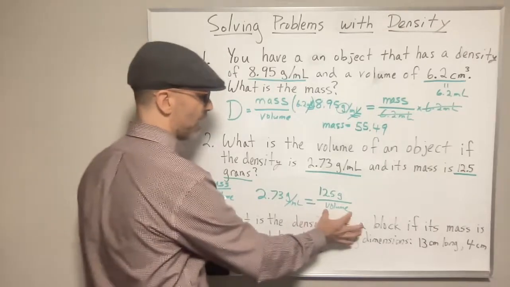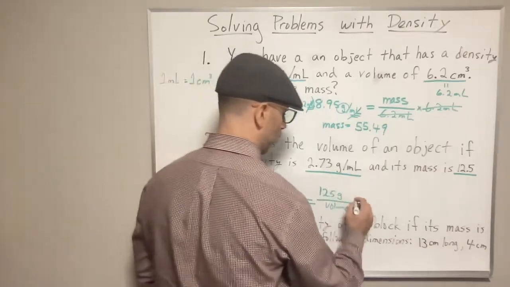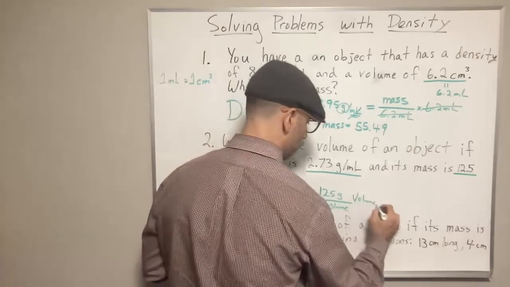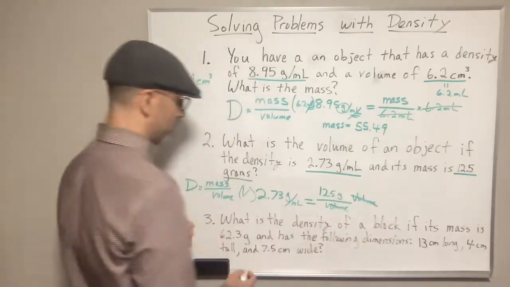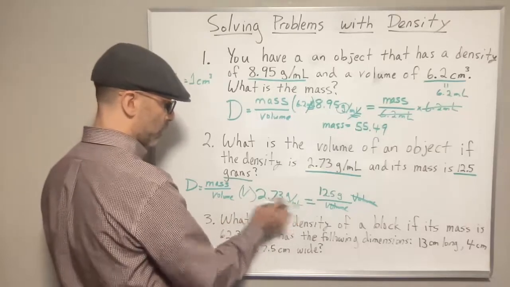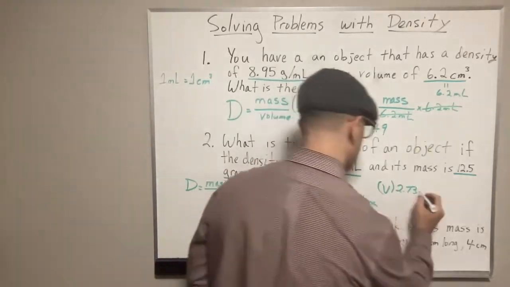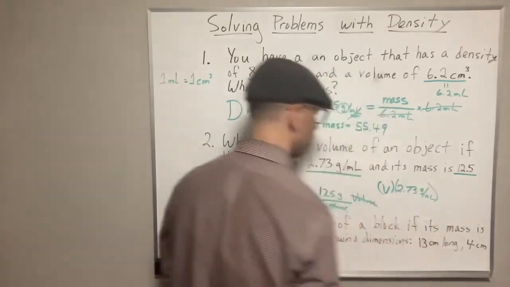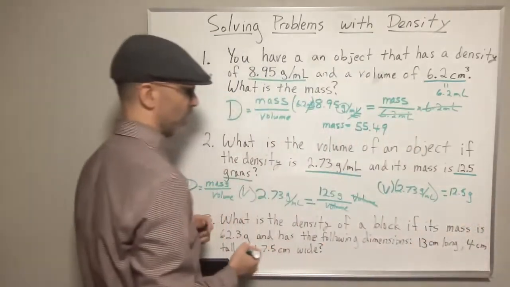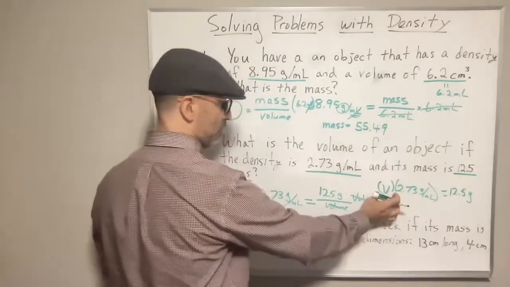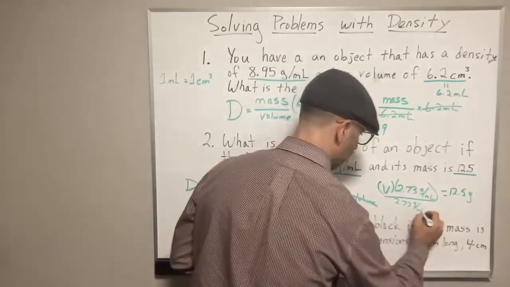Whenever you have something on the bottom that you need to solve for, you need to get that on top. So the first thing you want to do is multiply by volume on both sides. I'll put a V over here for volume. So volume cancels out, and now I have volume multiplied by 2.73 grams per milliliter, and that's going to be equal to the 12.5 grams. So now I have volume on top. Now I can divide both sides by 2.73 grams per milliliter.